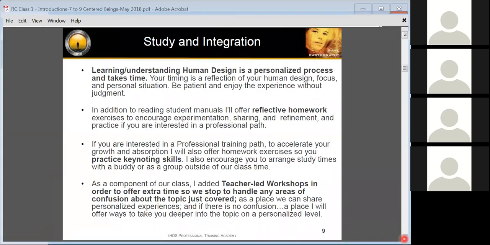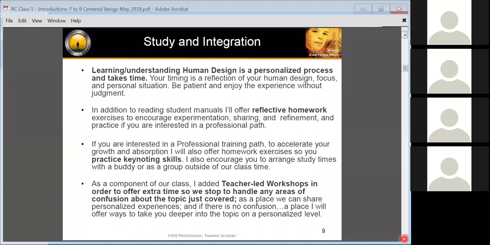So in terms of your opportunity to both study and integrate this, I know you kind of know this maybe at an intellectual level, but I mean, really, really know this at a human level too. Any kind of learning and understanding of human design is so personal. It's a personalized process, and it will take time. Even if you can grasp things at your level of grasping them right now, just know that your timing for when it all starts clicking, or clicking in an even more profound way, is a reflection of your human design. It's also a reflection of your ability to focus. Some of you have got so many balls in the air. So it's also about your personal situation. So be patient and really enjoy the experience of all of it without any pressure on yourself to have to have grasped it all.